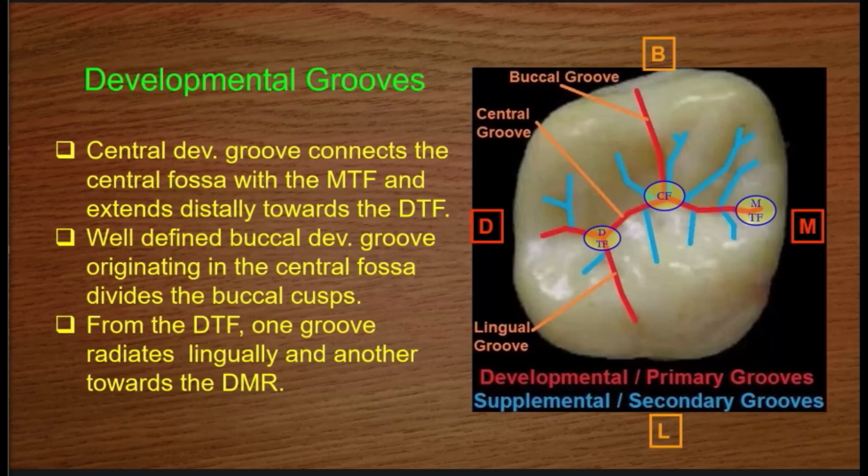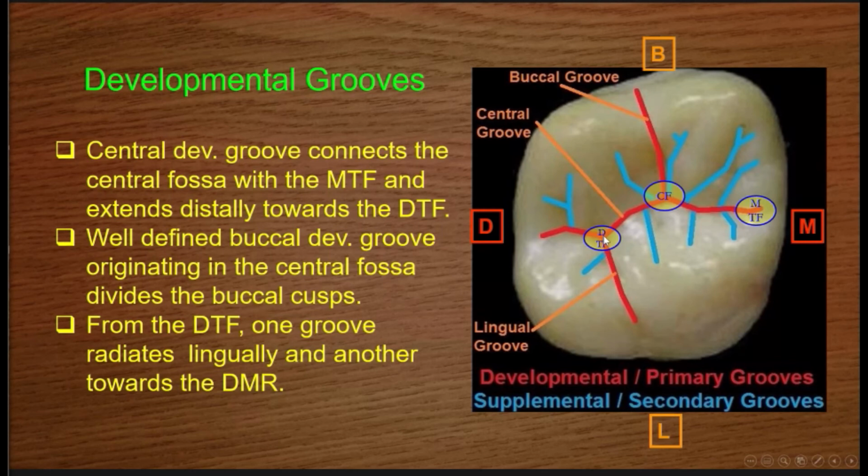Developmental grooves, you see the developmental grooves. The red lines are the major developmental grooves, and the blue lines are the supplementary developmental grooves. Supplementary means these may or may not be present in the tooth; all may be present, or only a few. So this is our central fossa. This is the distal triangular fossa, and the mesial triangular fossa. A groove starting from the central fossa connects the mesial triangular fossa and the distal triangular fossa.